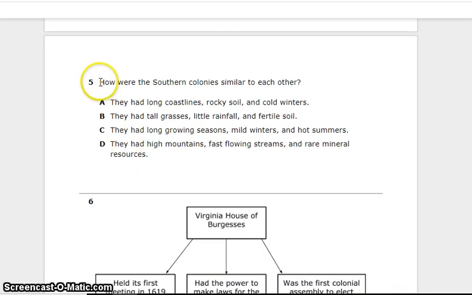Number 5. How were the southern colonies similar to each other? A. They had long coastlines, rocky soil, and cold winters. B. They had tall grasses, little rainfall, and fertile soil. C. They had long growing seasons, mild winters, and hot summers. D. They had high mountains, fast-flowing streams, and rare mineral resources.